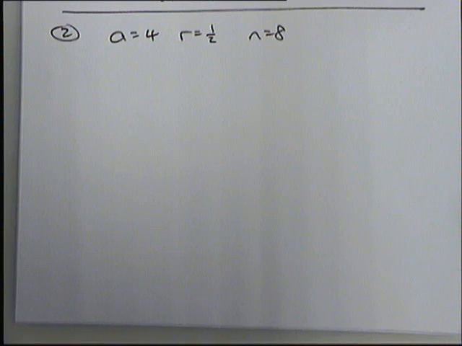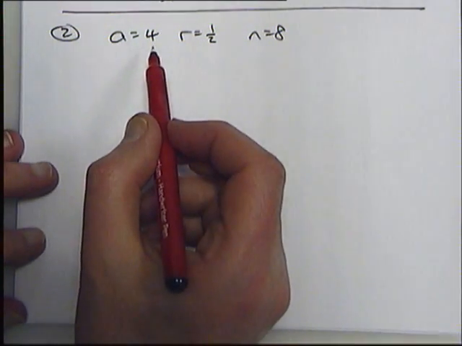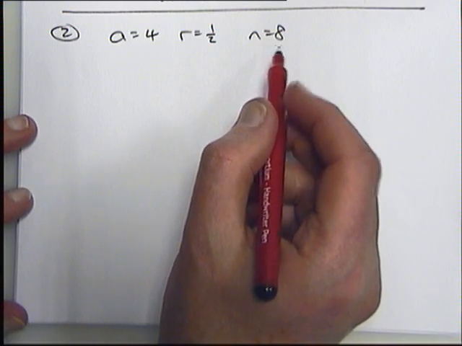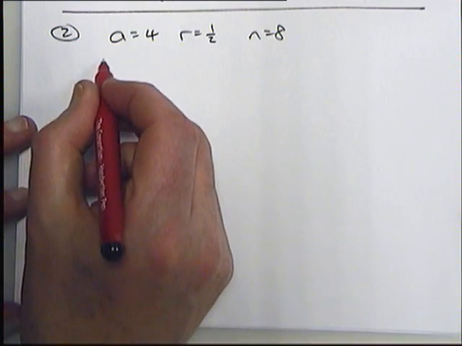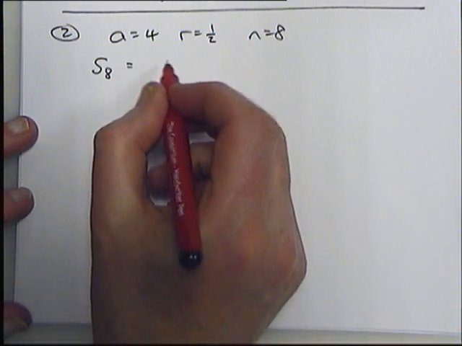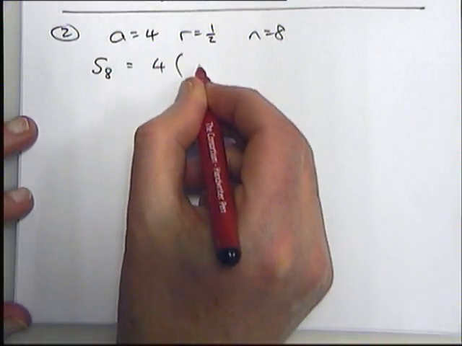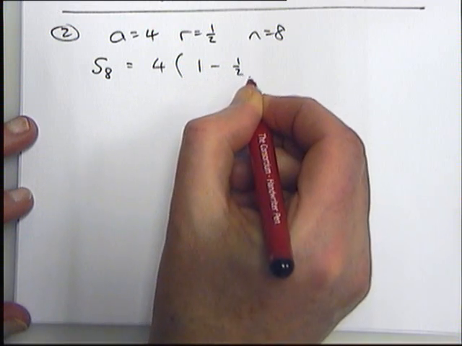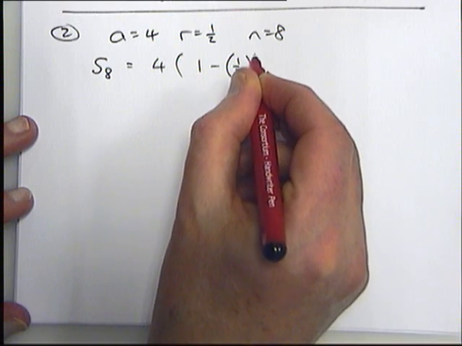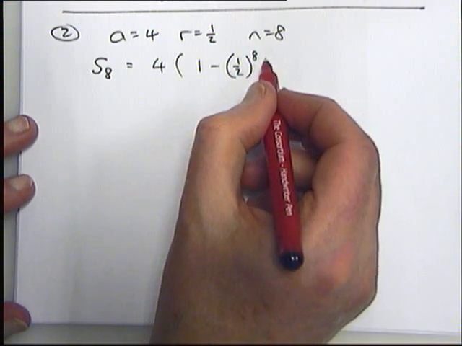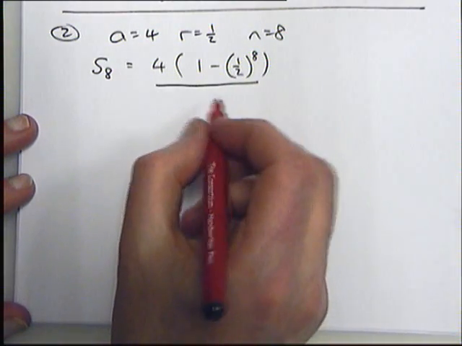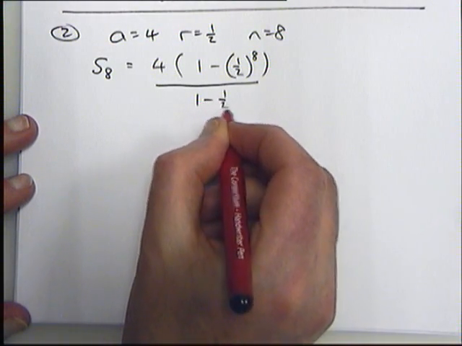Looking at another example, if I've got a first term of 4, a common ratio of half, and I'm looking at 8 terms, again I can work out the sum of those 8 terms very quickly. Using the formula we had before, it's a into 1 minus r to the power of n, so that is the r, and the power is applying to that, so I'll write it like that to make it very clear. 1 minus r to the power of n, all over 1 minus r.